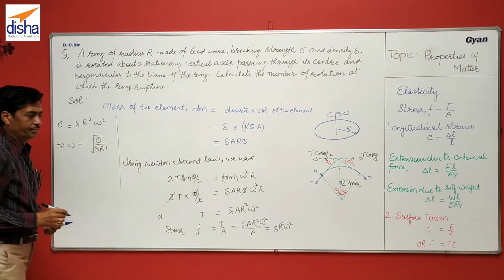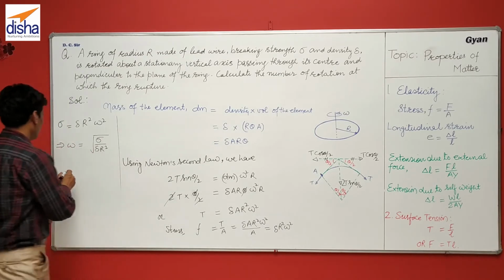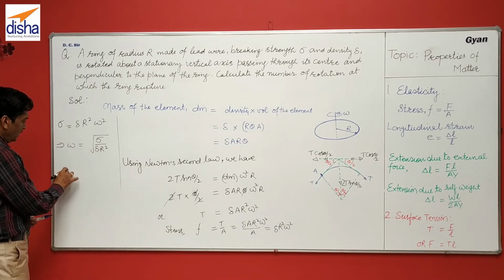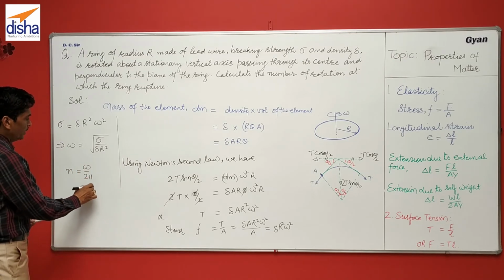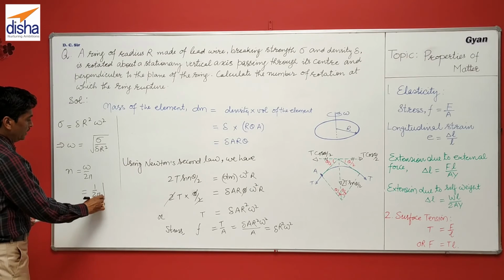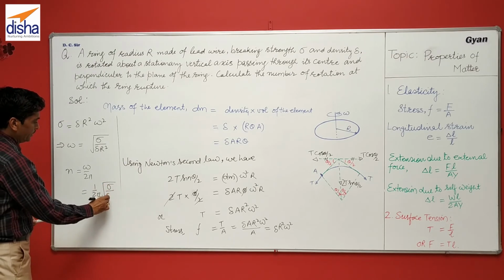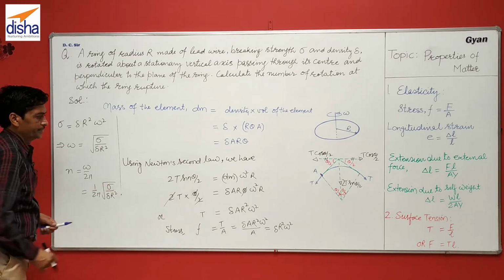Okay, if n is the number of rotations, we can write n is equal to omega upon 2 pi, so it will be 1 upon 2 pi under root sigma upon delta r square. Okay.